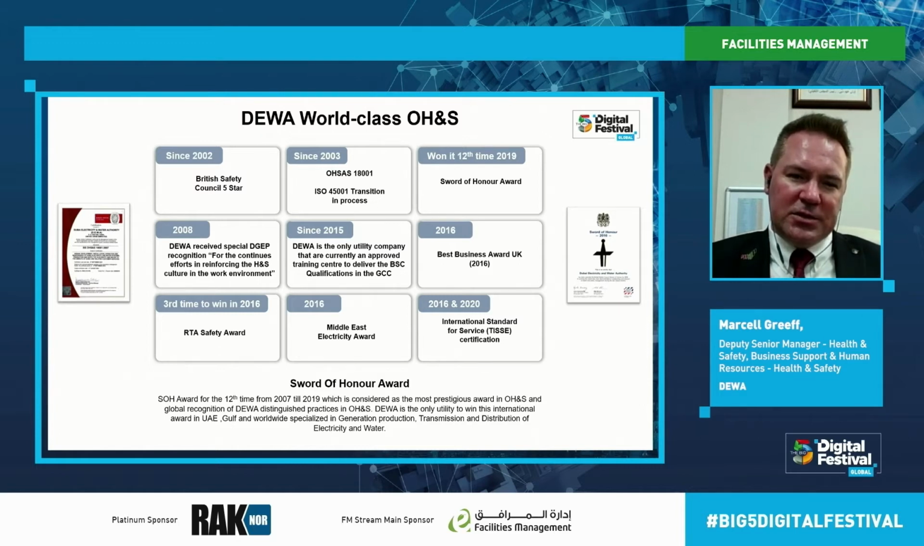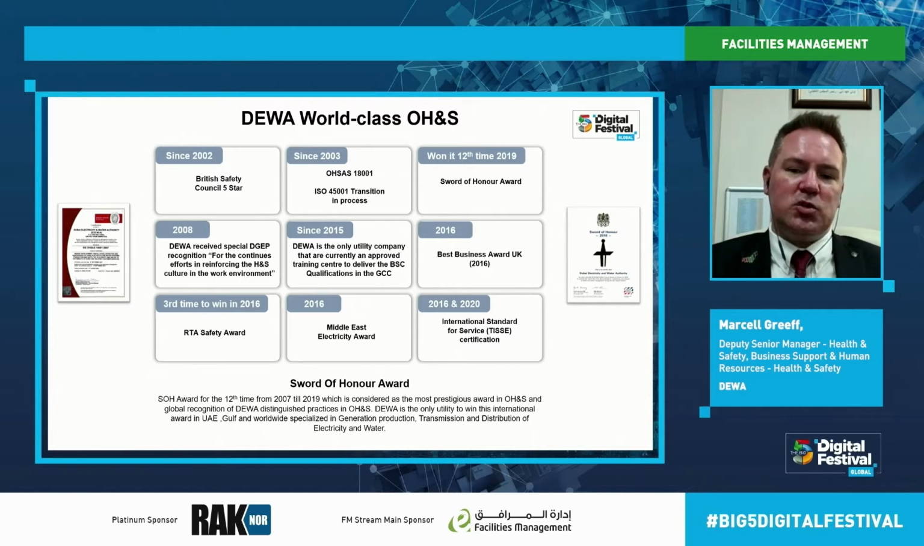The DEWA Health and Safety Management System has been accredited with the British Safety Council since 2002. That is an external assurance body that comes to DEWA on an annual basis and fully audits all the health and safety management systems. DEWA has also had its health and safety management system accredited to OHSAS 18001 since 2003, and it is busy with the transition from OHSAS 18001 to ISO 45001.